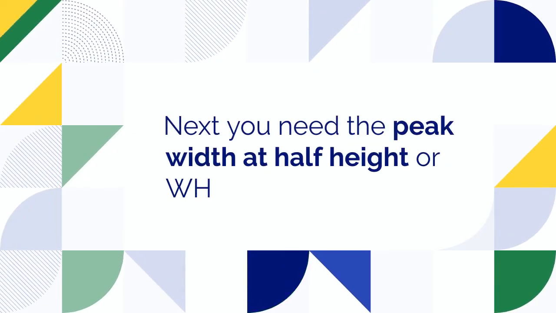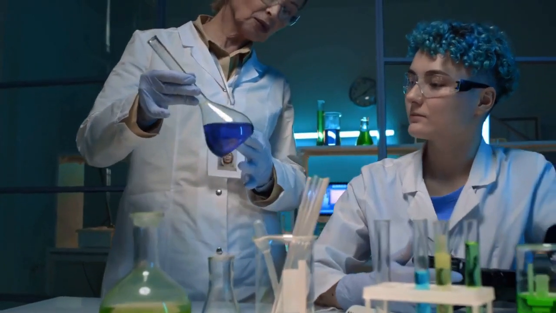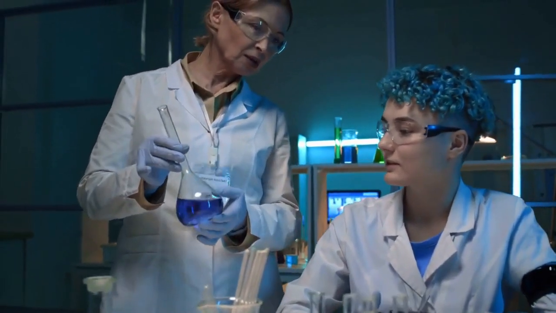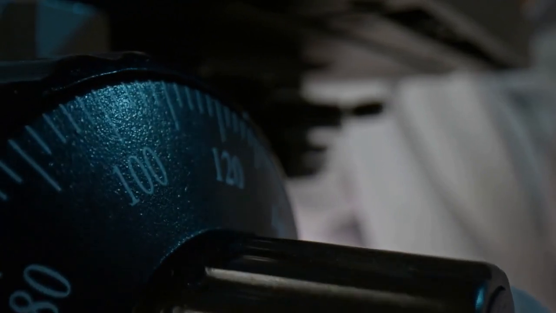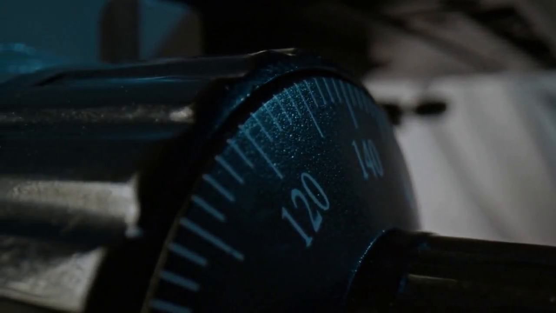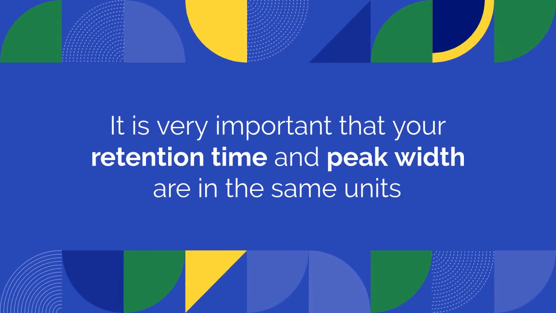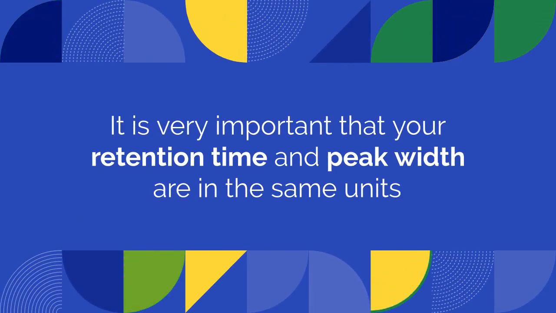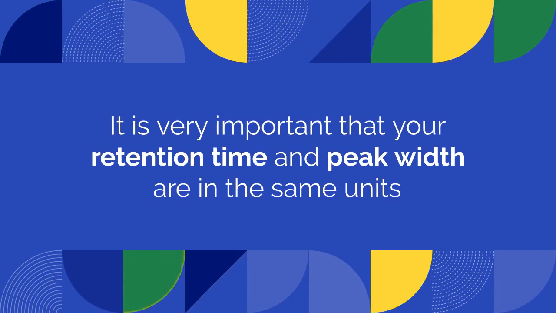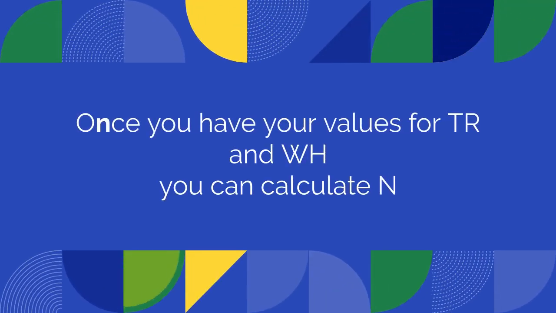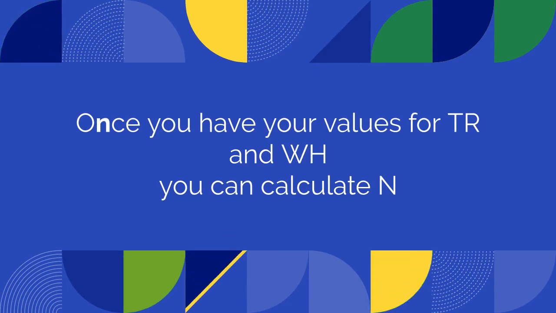Next, you need the peak width at half height, or WH. To find this, you measure the total height of your peak from the baseline. Then, you go to the halfway point of that height and measure the width of the peak at that specific point. It is very important that your retention time and your peak width are in the same units, for example, both in minutes or both in seconds. Once you have your values for TR and WH, you can calculate N.